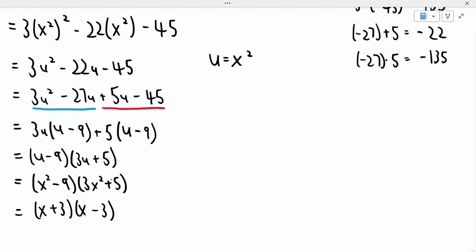But the 3x squared plus 5 can't be factored any further, since it's not in the form of a difference of two squares. So the 3x squared plus 5 just stays the same. So this expression can be factored fully as x plus 3 times x minus 3 times 3x squared plus 5. And this is our final answer.